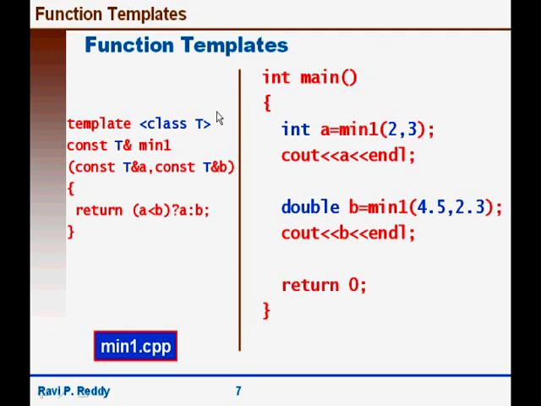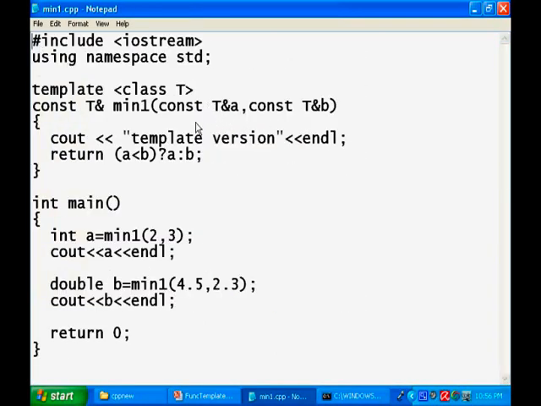Yet another example of use of this function template. Here's a function template, min1 function template. Here we are calling min1 with two integers, and here we are calling min1 with two double variables. In both of them, it will find the appropriate value using the function template. Let's look at the code. Here's the function template min1, and here it's where it's being called.